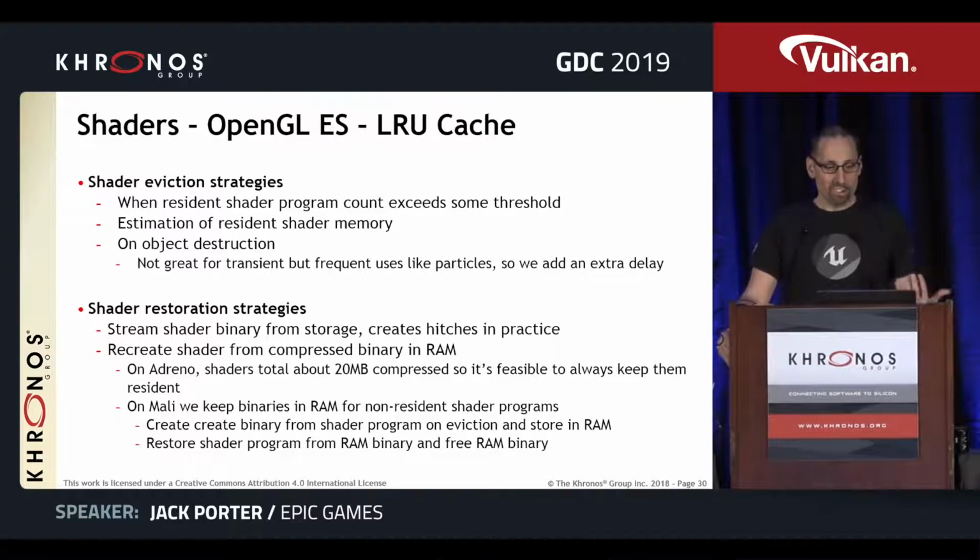So when we want to restore the shader, we've got a few options. We could go back to storage, or we could use a compressed memory buffer. And on Adreno, the total shaders are only about 20 megabytes compressed, so it's feasible to keep that in memory, and we just use the compressed version. On Mali devices, we keep binaries in RAM, either as a binary or as a shader, and then switch between the two. It's quite quick with that particular GPU driver for us to have it recreate the binary on demand rather than keeping them around.